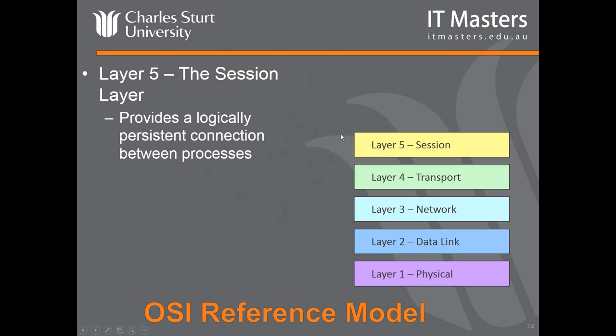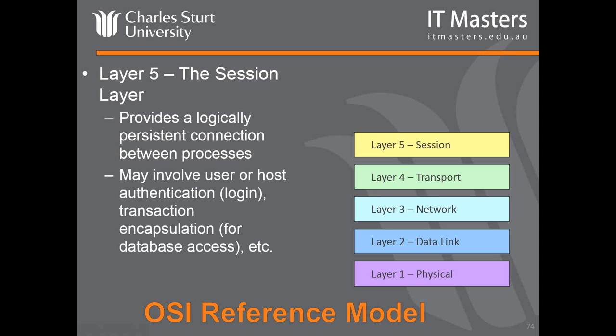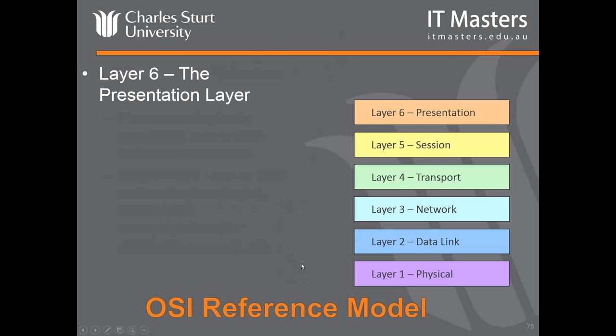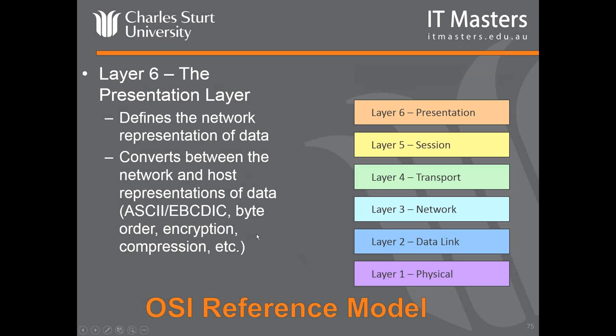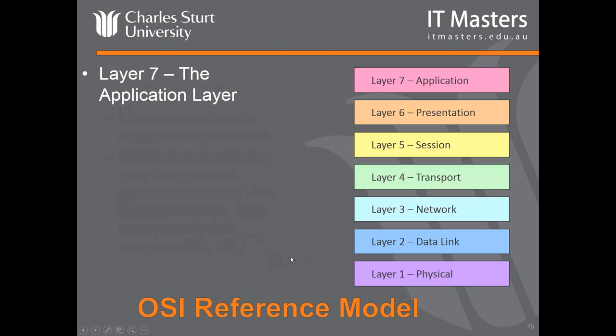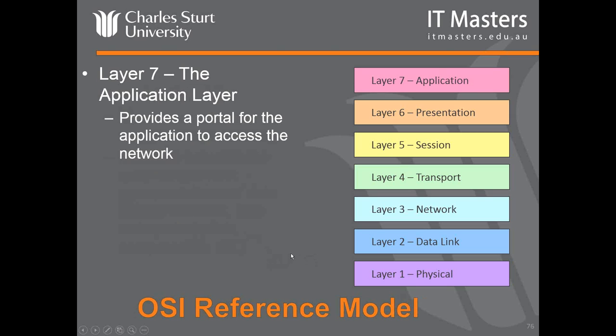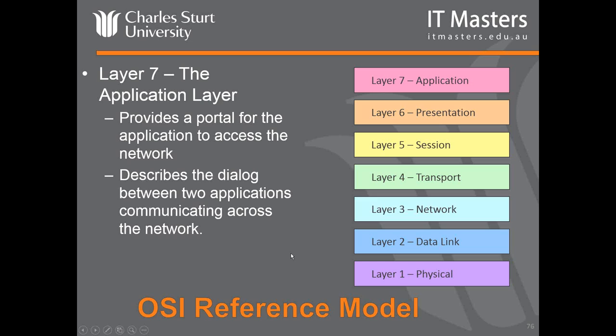So session layer, logically consistent connection. So different processes over time, so that if you've got multiple tabs, they all remember where they go. You can have login, encapsulation, database access, etc. Presentation layer, how you represent things, things like ASCII, byte encryption, compression, and all that, and the application layer. So how you access the network, the actual thing you've got displayed in front of you, and how you interact with it.